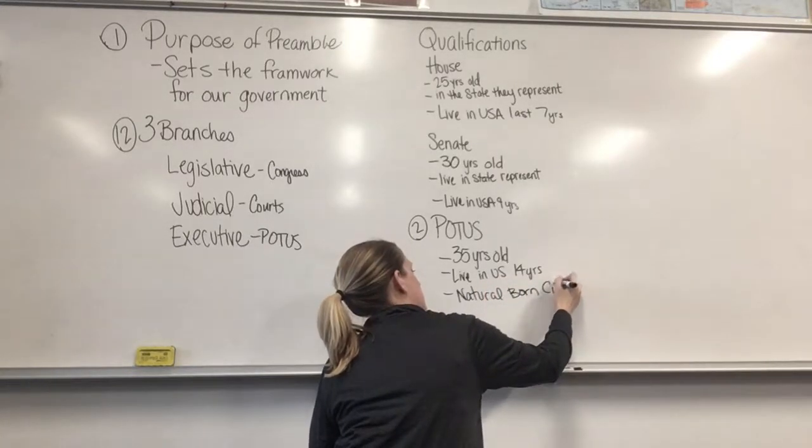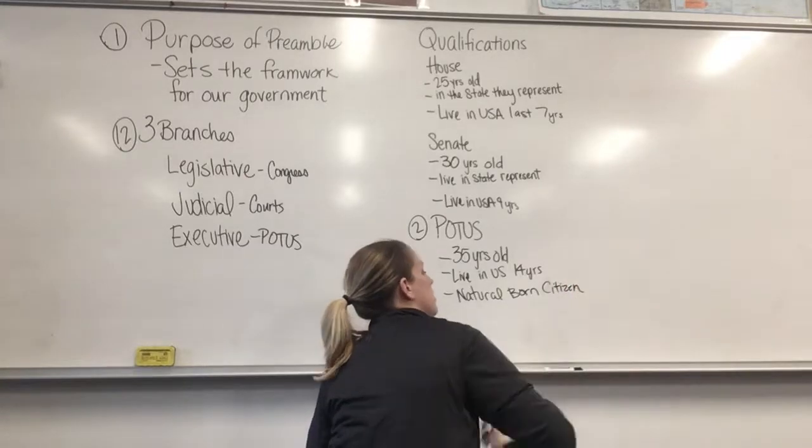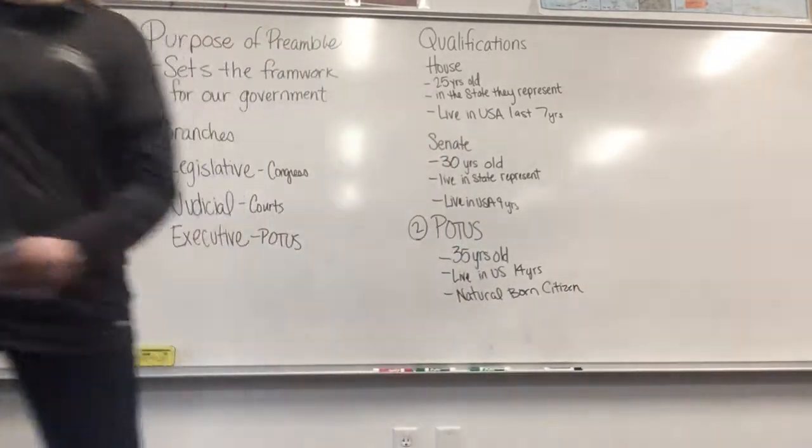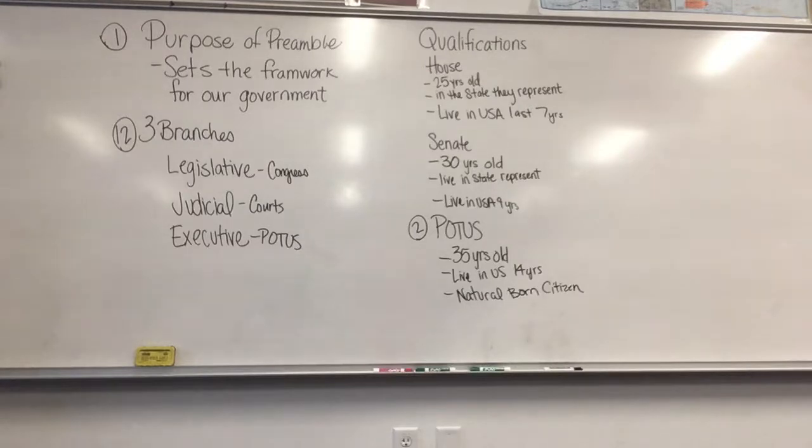How come? That's just what the founding fathers, the writers of our Constitution, came up with. They thought you needed to be a natural born citizen. It's only those 3 requirements. On your exam, it's going to list out a whole bunch of qualifications and you have to pick which one is correct. So you need to remember: 35 years old, natural born citizen, live in the United States for the last 14 years.